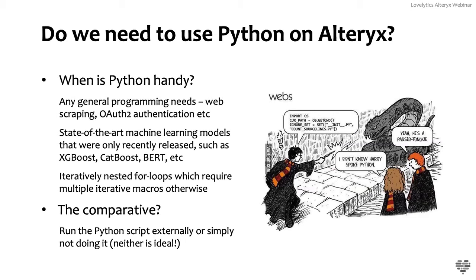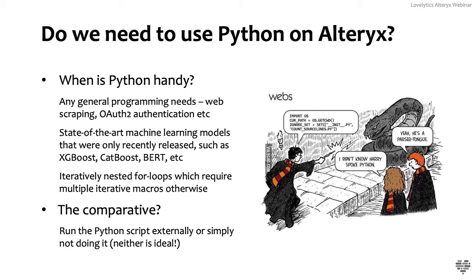Sometimes you want to bring in state-of-the-art machine learning models that were only recently released. Like XGBoost, that was within the last 5 years, CatBoost within the last 3 years, BERT by Google. Obviously it takes time for Alteryx to build them into native tools. And so all of these machine learning models, if you wanted to bring them in today, you can do that with the Python tool without having to worry too much about having to run that separately outside.